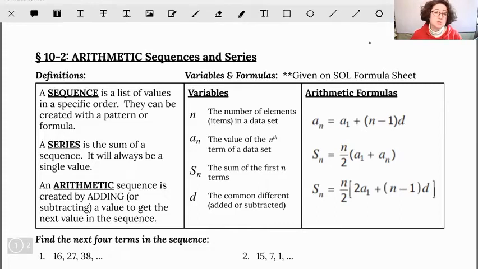A sequence is just a list or a pattern of numbers. And then when we refer to a series, we're actually looking at the sum of all of the values in that sequence. So for example, we have a very famous Fibonacci sequence that has a pattern to it. So like 1, 1, 2, 3, 5, 8.